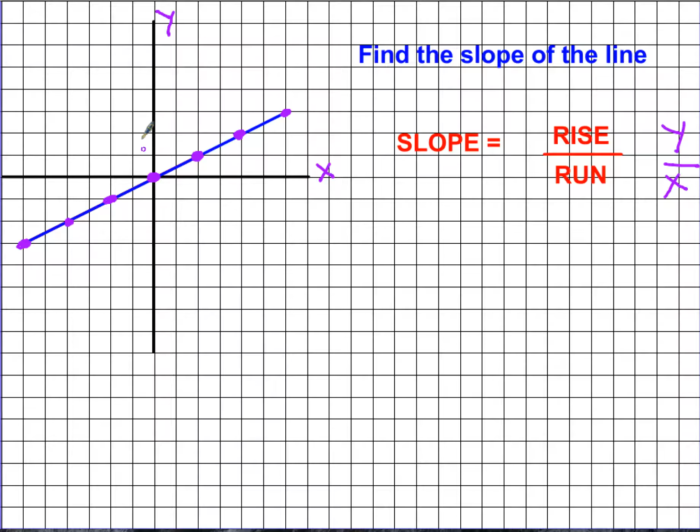When I look at this graph, my rise from this point to this point looks like it's just going up 1. The vertical shift in y is up 1. And then I'm going over 2. So my run is 2. The slope for this particular line is just 1/2.